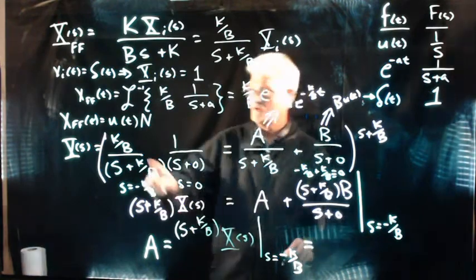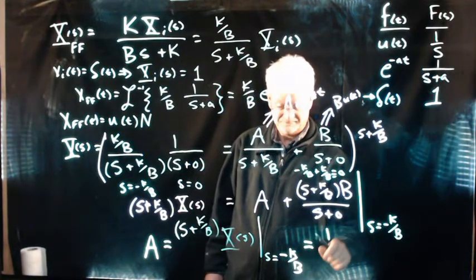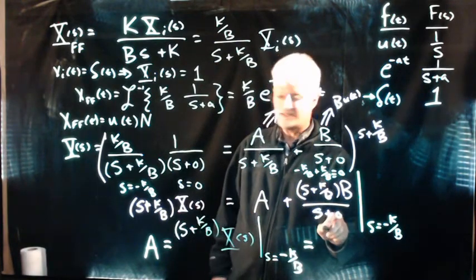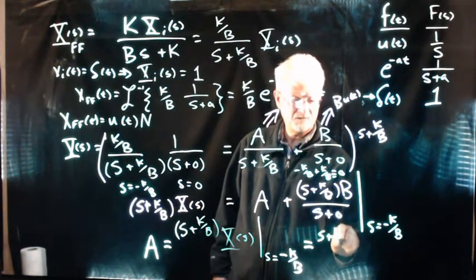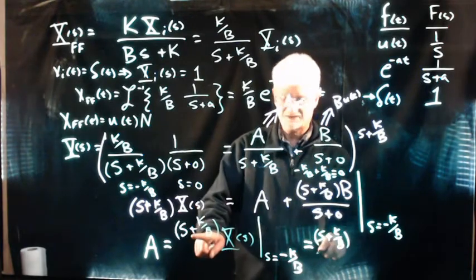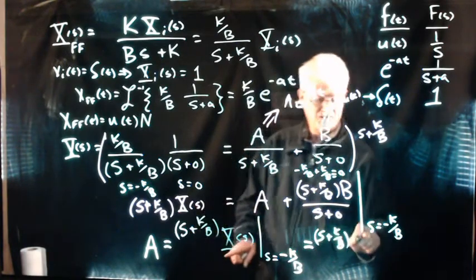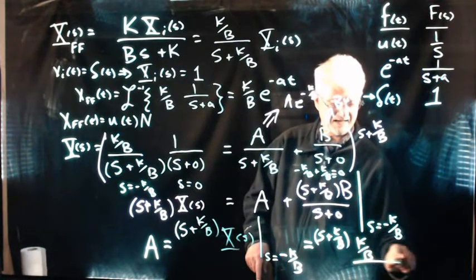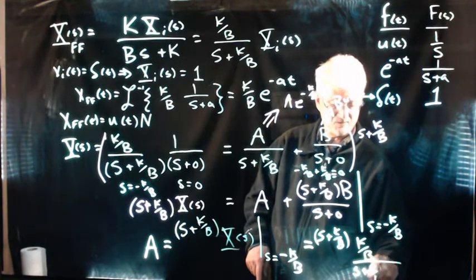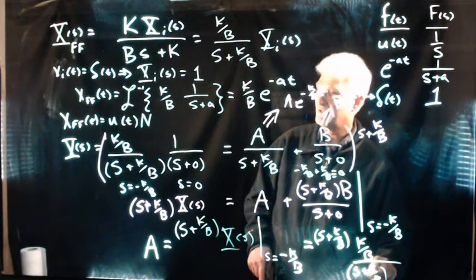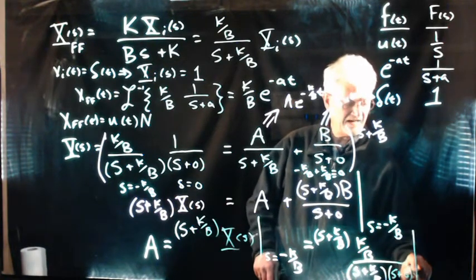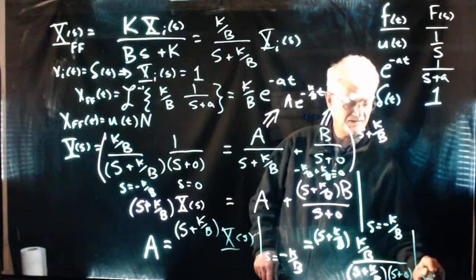In this case, we've got an s plus k over b, the root of interest, and we've got the entire function, that's k over b, and we're going to divide that by s plus k over b, and then divide that by s plus 0. Sometimes we don't need to use the 0, but we have to evaluate this whole thing at s equals minus k over b.